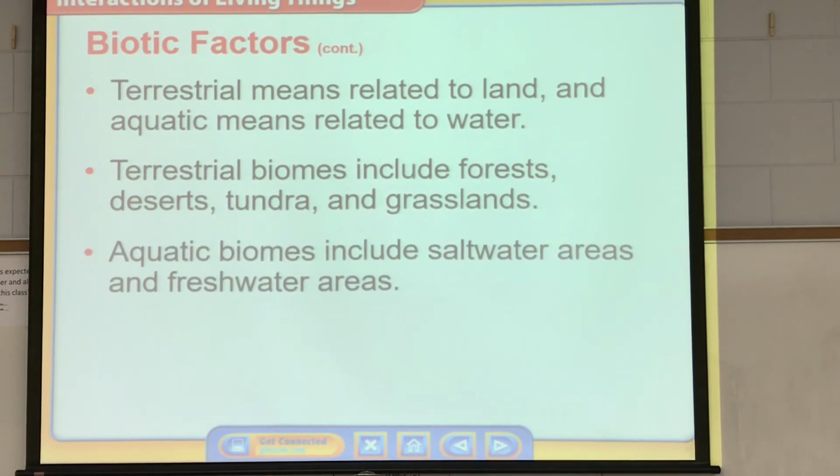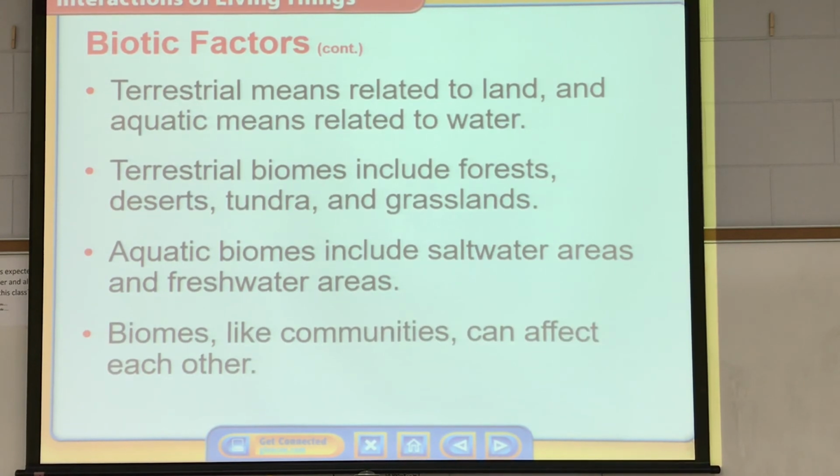The aquatic biomes include the saltwater areas, oceans and seas, and fresh water. That can be an aquarium in your house, which could be fresh water or salt water. That's its own little biome or ecosystem. It could be a pond, lake, stream, river. It could be fresh water. So there's a lot of different ways you can look at the aquatic biomes.